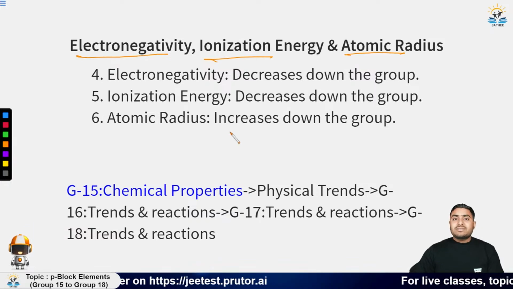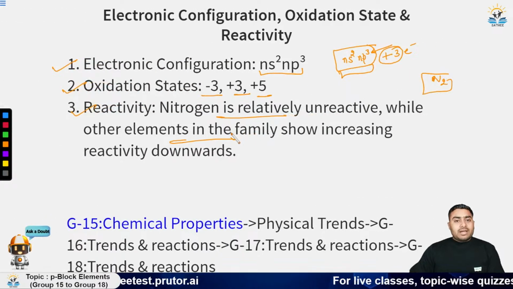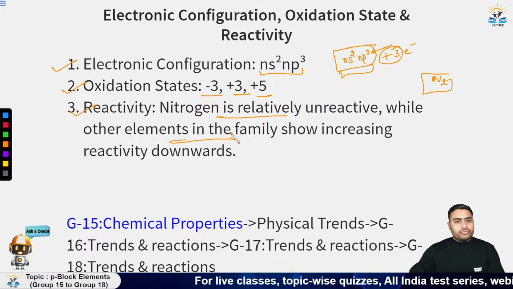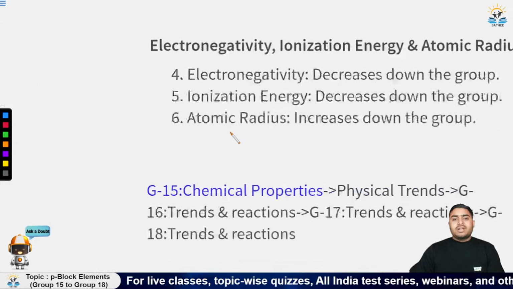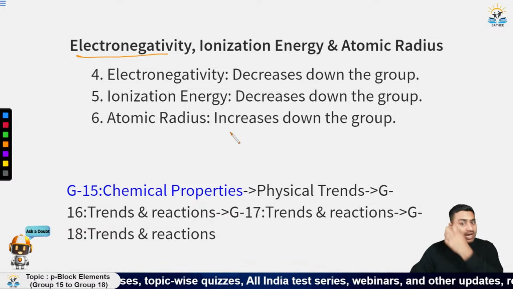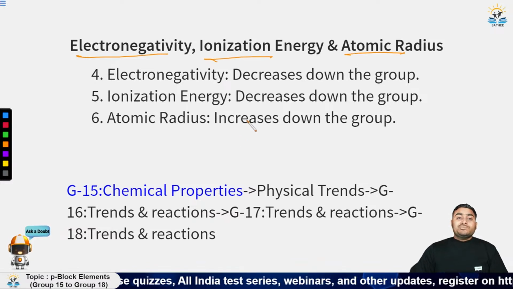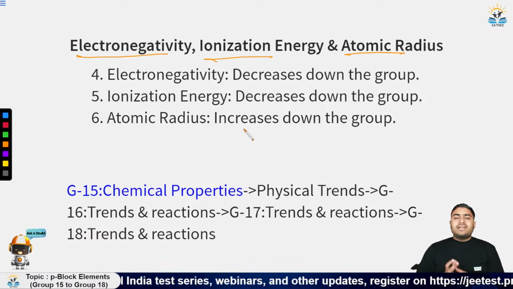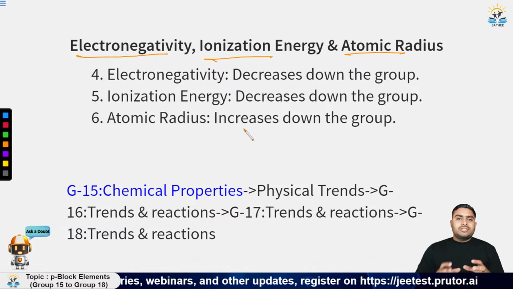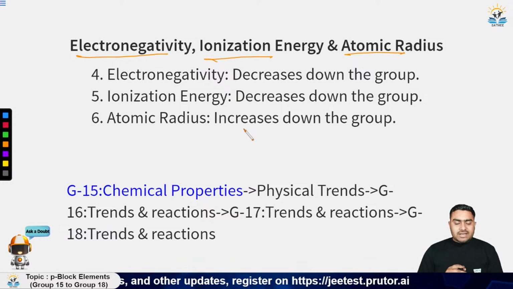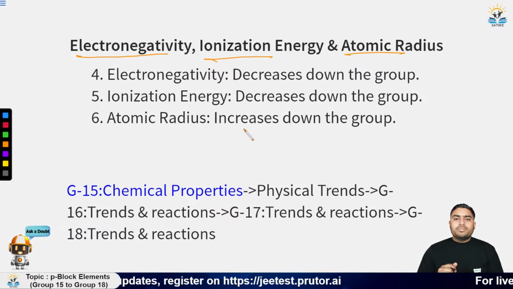Okay, what are we discussing? We are discussing chemical properties, and in chemical properties we have discussed electronic configuration, oxidation state and reactivity. Now let's discuss electronegativity, ionization energy and atomic radius. What is electronegativity? You know very well, electronegativity is the tendency to attract the shared pair of electrons toward itself. If we are moving left to right across a period, what happens?